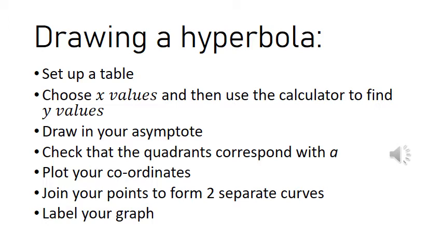Once you've checked that, you're actually going to plot your coordinates, and you should see that when you have joined your coordinates, it should be two separate curves that do not touch each other, and they should also not touch the asymptote. Once you have plotted them and joined them, you're going to make a nice smooth curve, no straight points, and your last step will then be to actually label your graph.